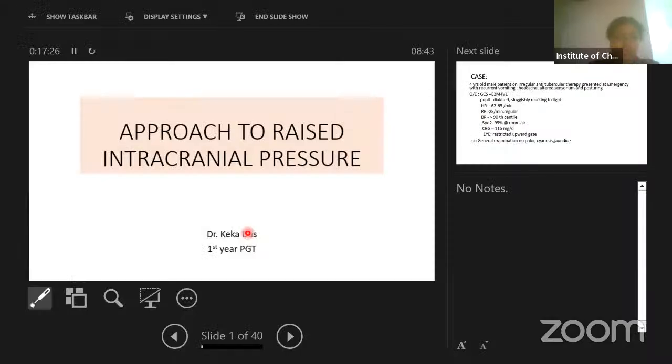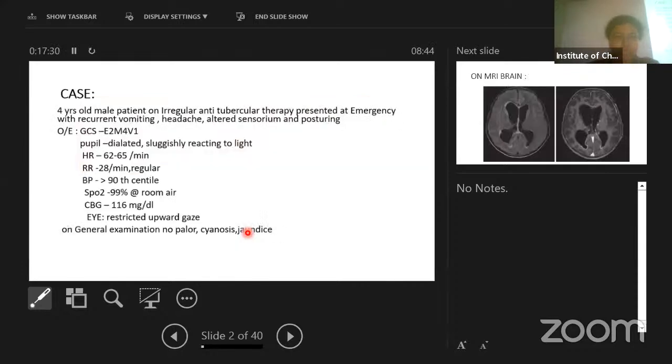Today my topic of presentation is approach to raised intracranial pressure. A 4-year-old male patient on irregular antitubercular therapy presented at emergency with recurrent vomiting, headache, altered sensorium, and abnormal posturing.